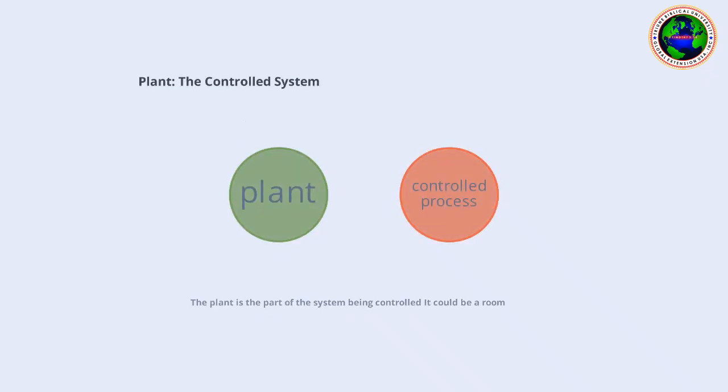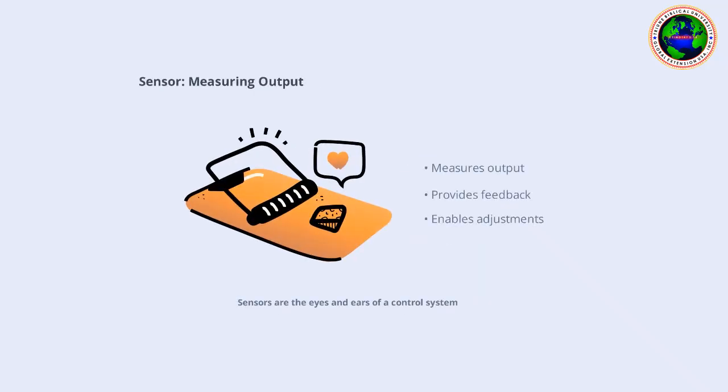The plant is the part of the system being controlled. It could be a room, a vehicle, a robot arm, or any other process. The control system's job is to keep the plant's output at the desired level despite disturbances or changes in the environment. Sensors are the eyes and ears of a control system.